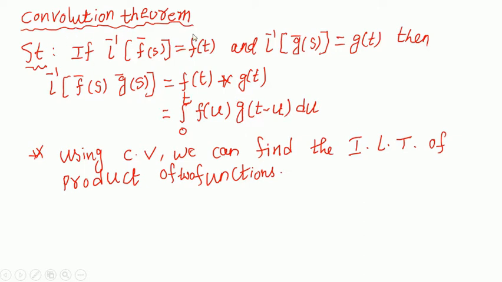So to use the convolution theorem we have to choose f bar of s and g bar of s. If possible, choose g bar of s as a simple function, then the integration must be simple, right? Okay. So this is the statement of the convolution theorem.